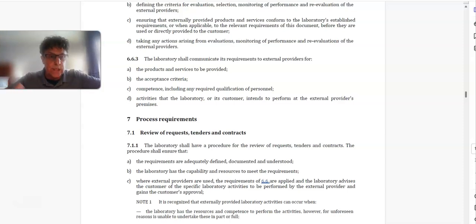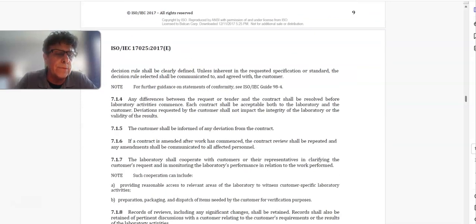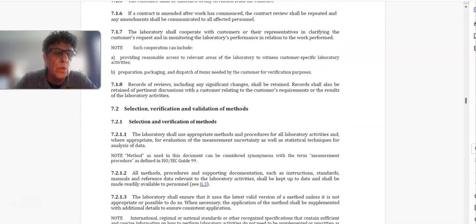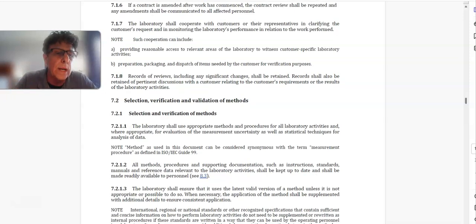Then you get into process requirements, which is section 7. Section 7 gets into section 7.1, which is contracts. These are how a customer might define what they want you to do with the samples they're going to send you, whether that be test samples or calibration samples. That would be section 7.1. Then you'd have section 7.2, which is selection, verification, and validation of methods. These are your methods for your tests and or calibrations.